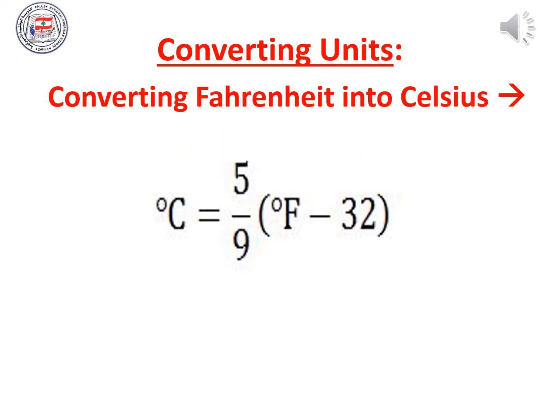In order to convert Fahrenheit into Celsius, so if you know the temperature in Fahrenheit degrees and you want to know it in Celsius degrees, you use the equation you see in front of you. Celsius degrees is equal to 5/9 into Fahrenheit degrees minus 32.